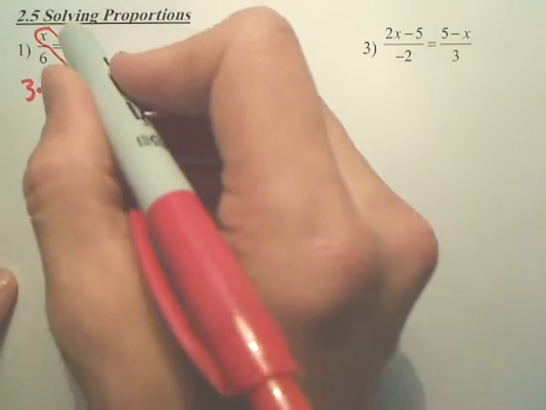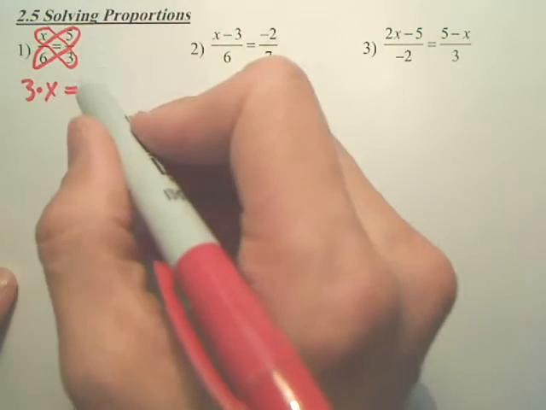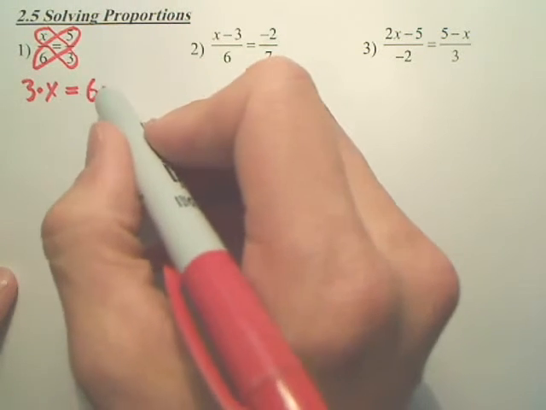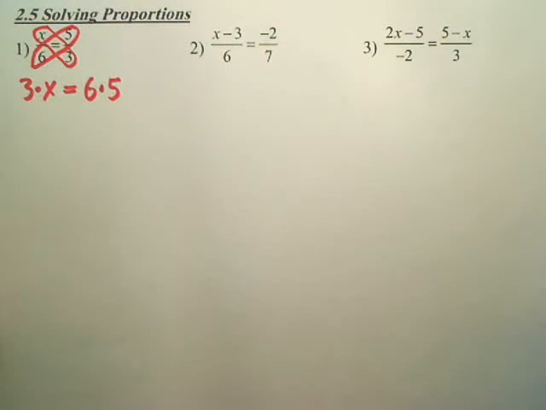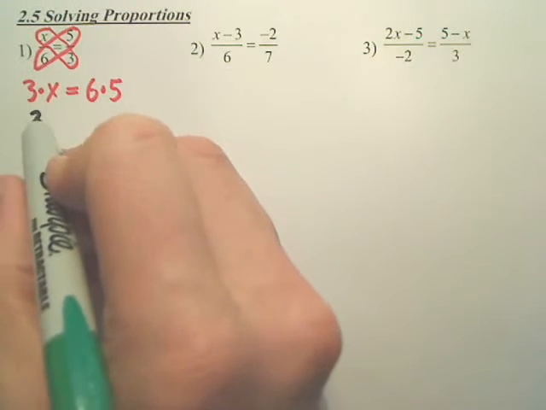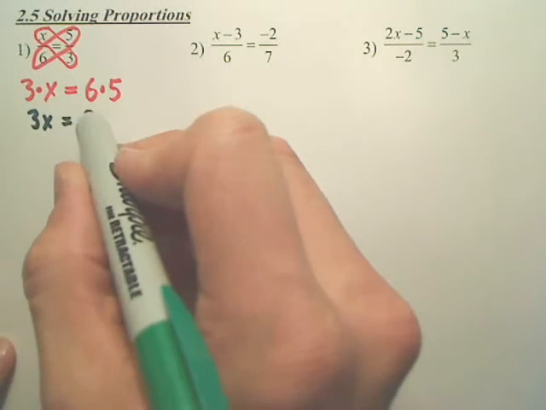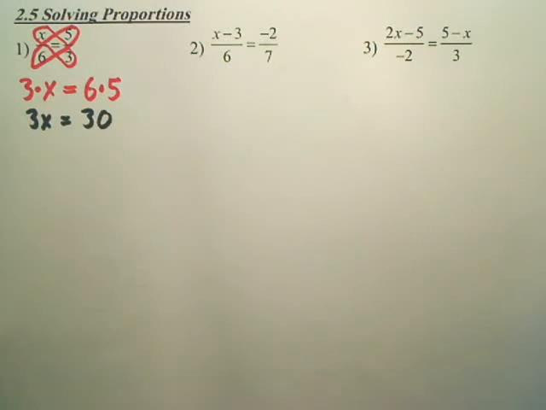And then you're going to multiply across here. That is 6 times 5 or 5 times 6. It doesn't matter the order you do it. And you set them equal. You basically multiply one direction equal to the other direction. Now, this leaves us with 6x equals 30. 6 times 5 is 30.